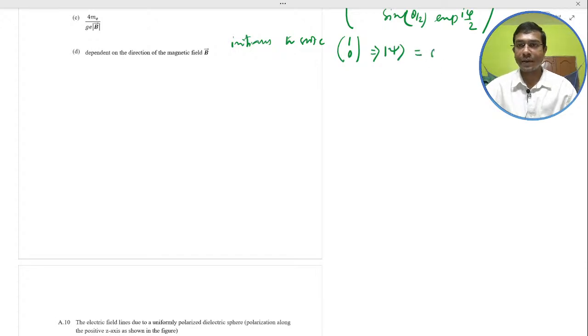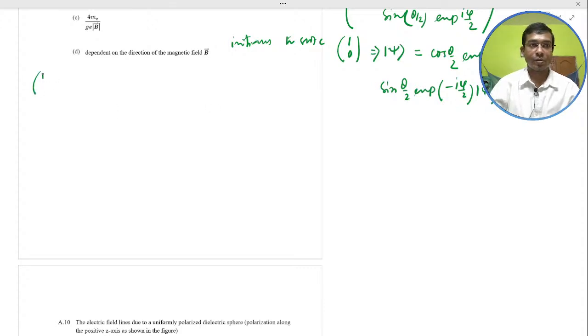This will be cos theta by 2 exponential i phi by 2 acting on ket phi 1, minus sin theta by 2 exponential minus i phi by 2 acting on ket phi 2.